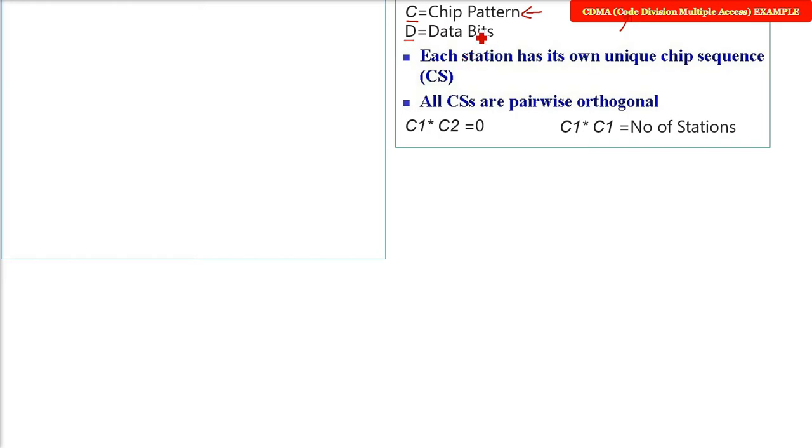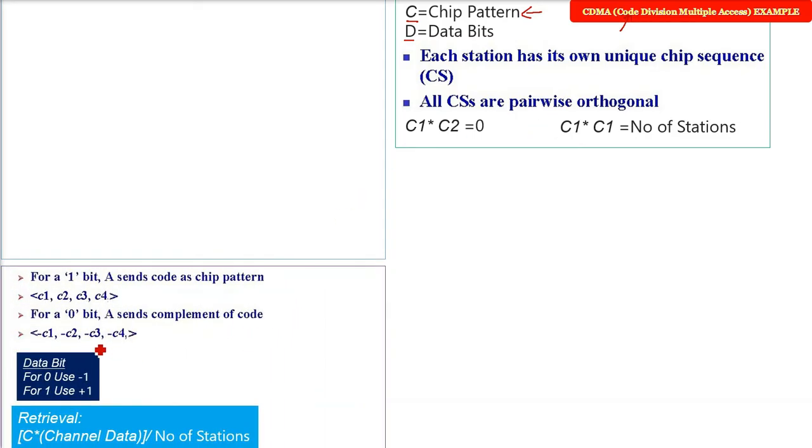Wherever you see D, that will be data bits. There are properties related to this chip pattern. Before that, when you are going to send 0, we will use -1, and when we send 1, we will use +1. For example, there is a code. We have used 4 only for simplicity; it can be 4, 16, 64, and it can go above. So -1, 1, 1, -1 we have taken. This is a chip pattern or chip sequence.